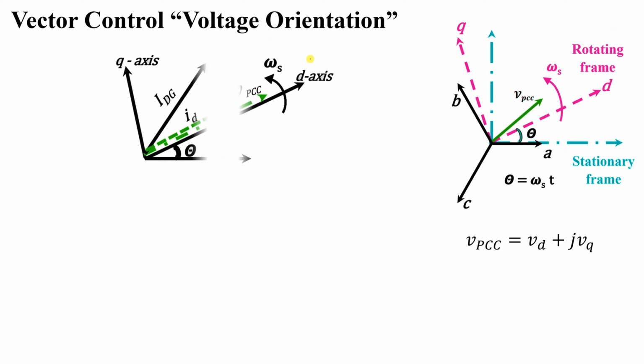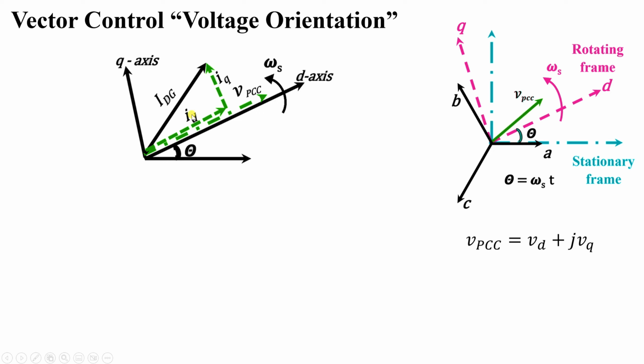So if we draw it, it will be like this. As if we have the D axis and Q axis with an angle theta, oriented above VBCC. You will find that we have ID in the direction of the D axis, as you can see, and IQ in the same direction as the Q axis, and their summation gives us the current of the DG at any given instant.